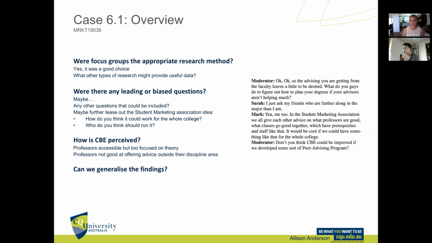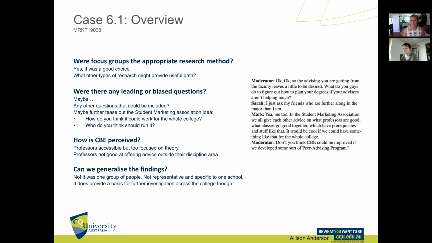And can we generalise the findings? That's probably the big one. The answer is no. It was one group of people. It wasn't representative, and it was specific to one school. But what you can do is use it as a basis for further investigation right across the college. So it gives you an opportunity.